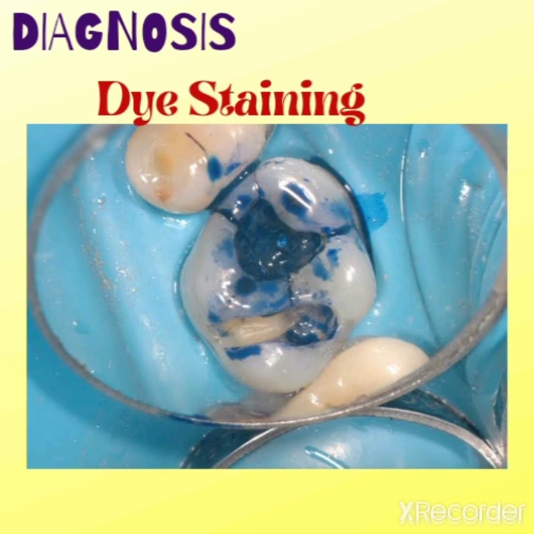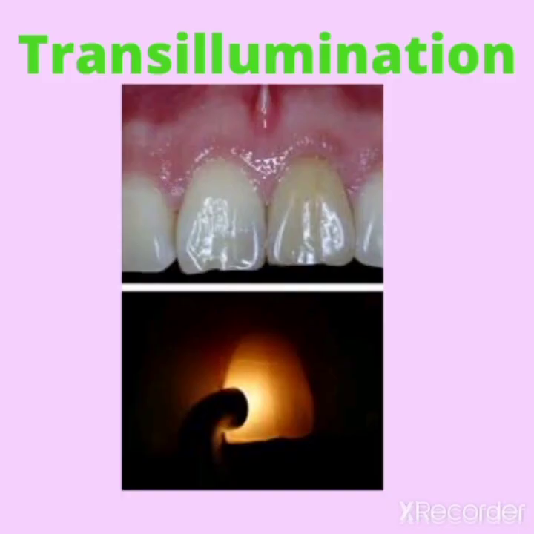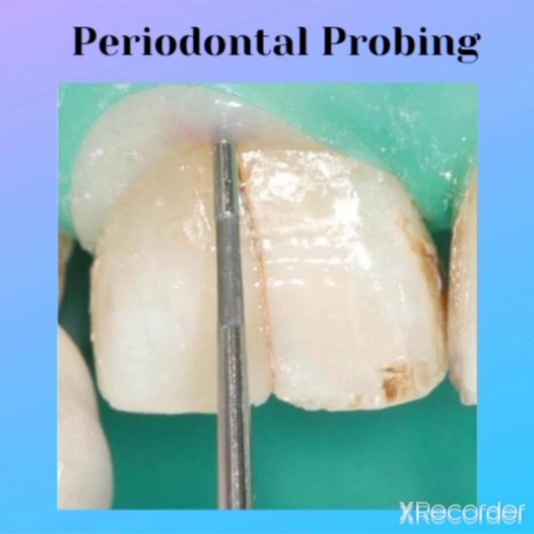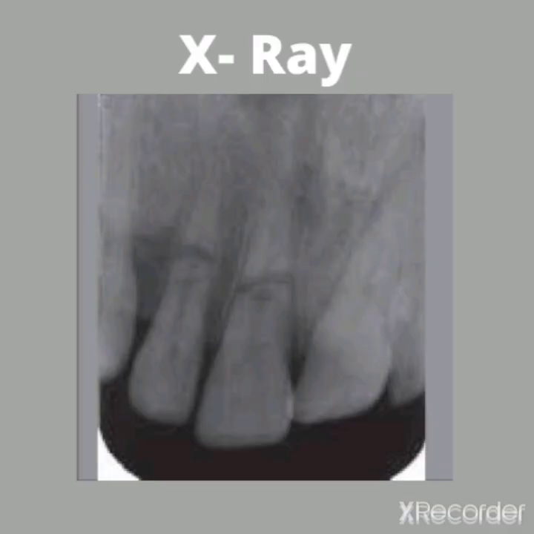First, we should ask about the symptoms and when and how it happened. To help locate the fracture, the following methods are commonly used. Dye staining is used to see the cracks in the tooth. Transillumination is passing light through the tooth, which helps us locate the cracks. Periodontal probing is used to look at the extent of the cracks. Bite test: the patient is asked to bite down on a stick. We can also use X-rays to locate defects which may not be visible to the naked eye.